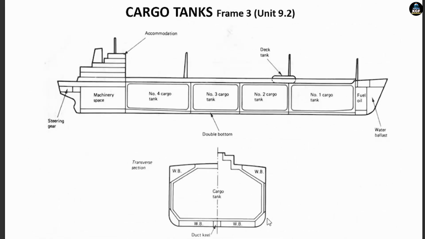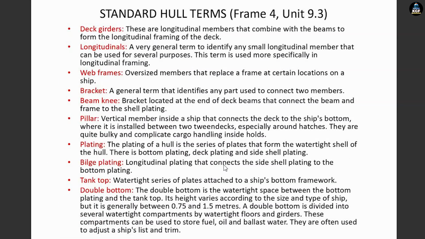So these are the cargo tanks. This is a tanker ship. So you can see the water ballast you can store here, water ballast you can store here, water ballast, duct keel and then cargo tank. So there are some definitions you have to read.